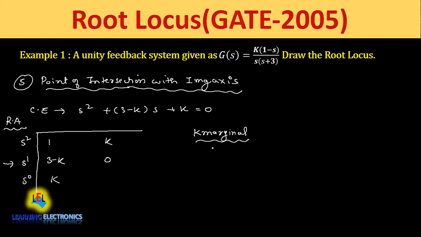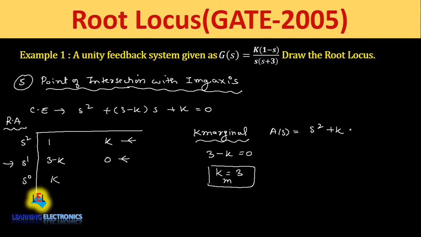So to find out the marginal value of k, we have to make this row as row of zeros. For this we equate this 3 minus k is equal to 0. So we'll find k is equal to 3, which is the marginal value of k. Now we have to take a row above this row of zeros, that is we have to take this s to the power 2 row and form the auxiliary equation. So our auxiliary equation A of s will be equal to s square plus k is equal to 0.